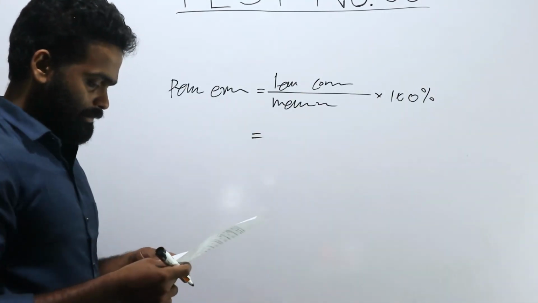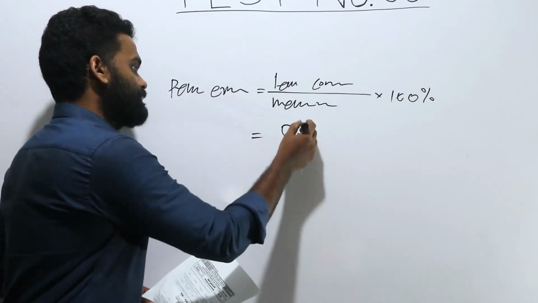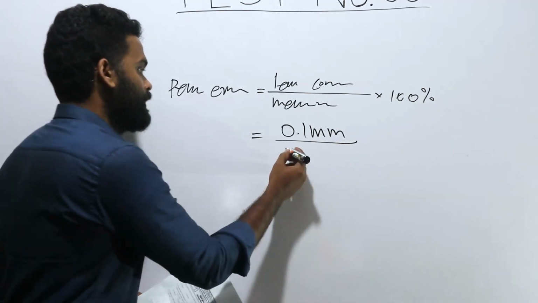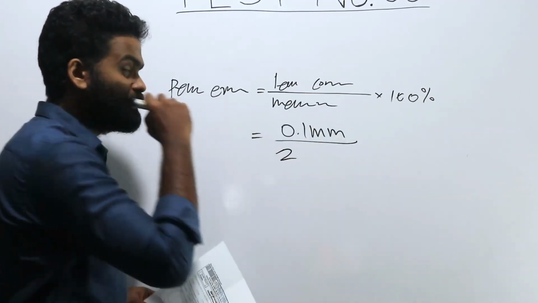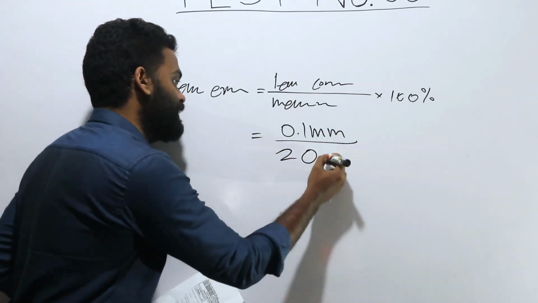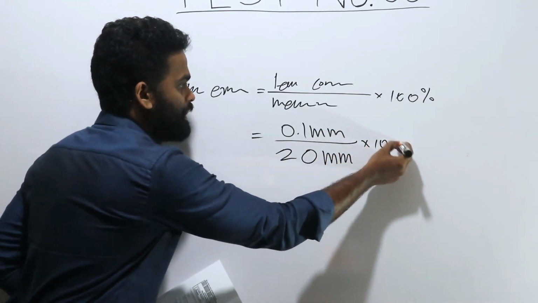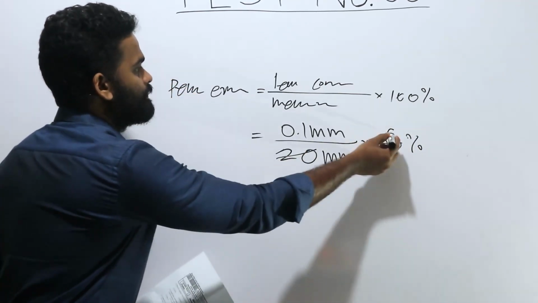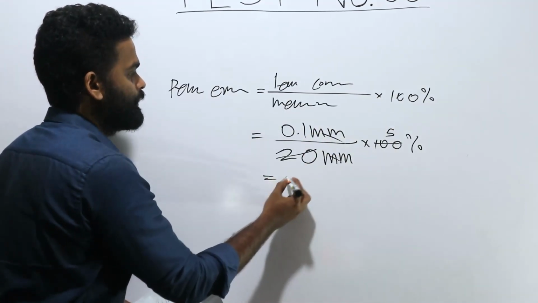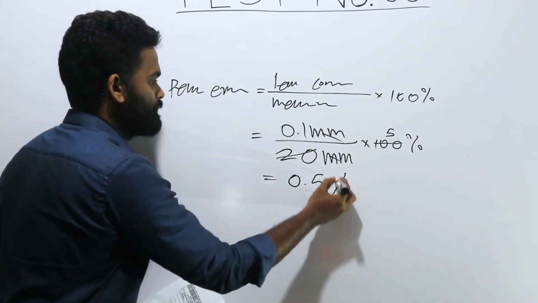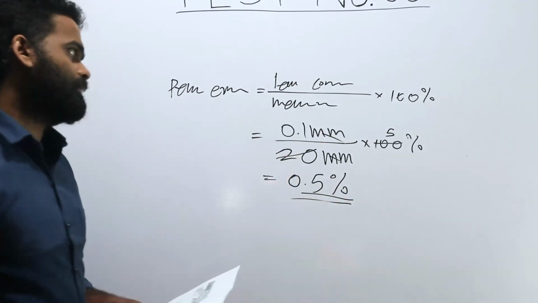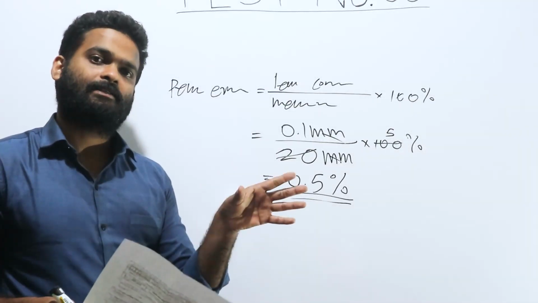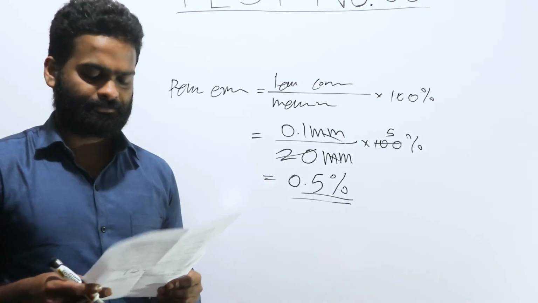So the least count of this apparatus is 0.1 millimeters, and the measurement they are taking is 2 centimeters. But 2 centimeters should be in the same units as millimeters, so it should be 20 millimeters. Then multiply by 100%. For 100 it is 5 20s. Millimeter cancels off. Then this is 0.5%. That's the percentage error for that measurement taken by that specific apparatus.